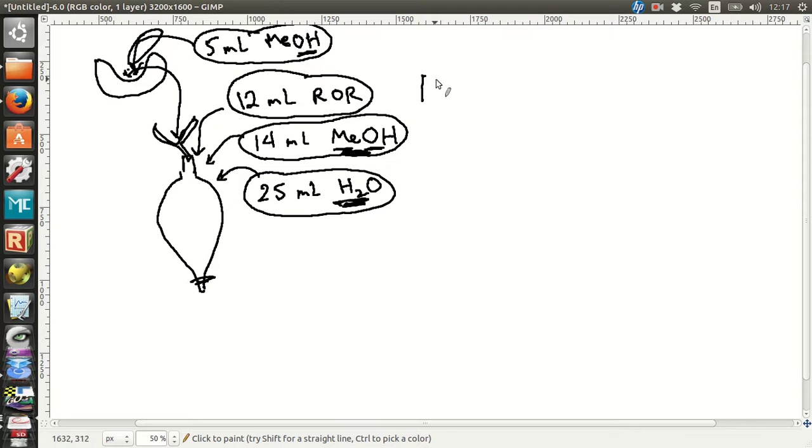Let's suppose that K is the constant that says how many times better water is at dissolving polar stuff, the polar impurities in the spinach extract, compared to the petroleum ether. So let's say that water is 10 times better. So this is water. Let's say that water is 10 times better than petroleum ether, and this is petroleum ether, at dissolving those polar impurities that we wanted to wash out of the ROR.